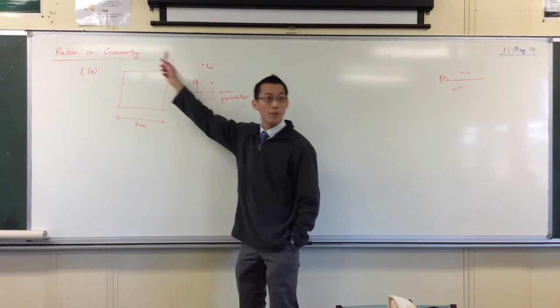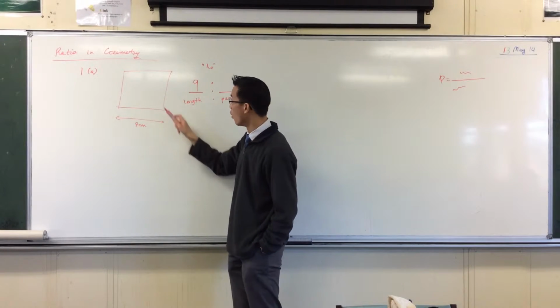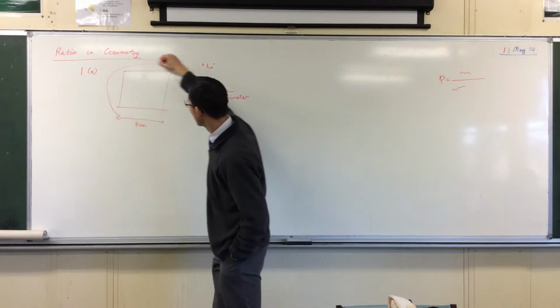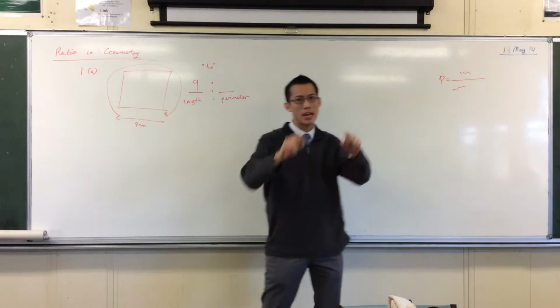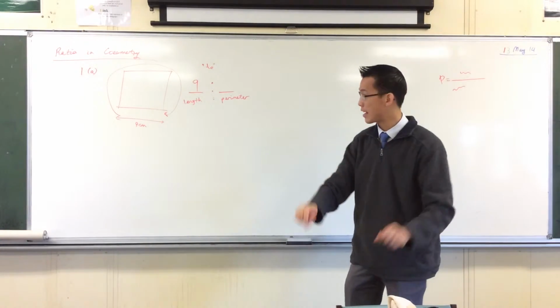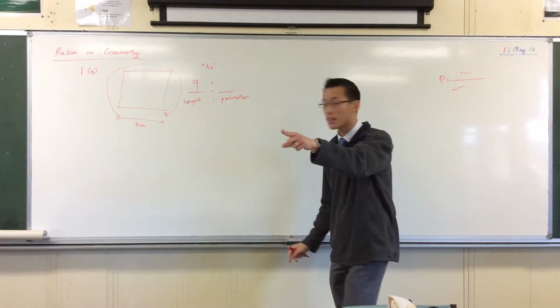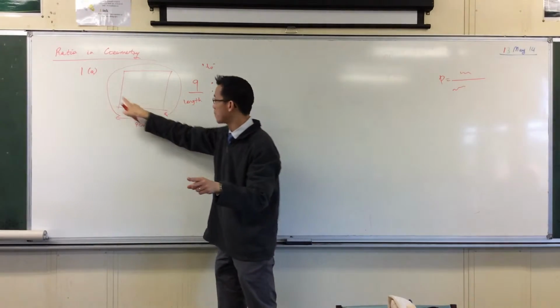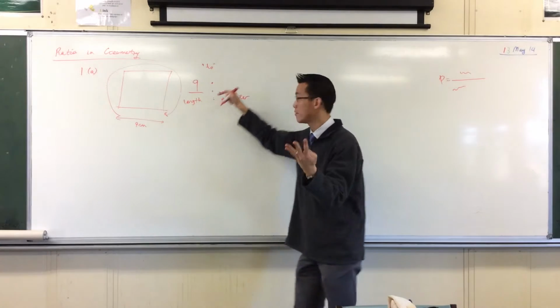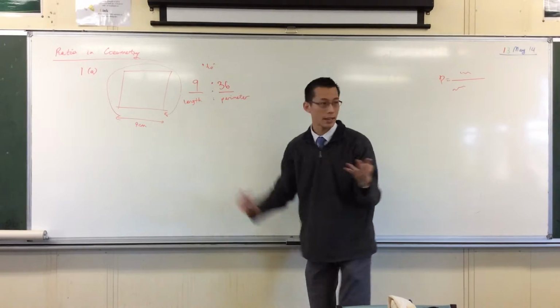Now perimeter, how do we work out perimeter again? It's going all the way around. I've got to add all of these lengths, right? All the way around. Perimeter goes all the way around, okay, as if we took a piece of string and then stretched it around that shape. So it's going to be 36. It's going to be 9 plus 9 plus 9 plus 9. 4 times 9, 36. Is that it?